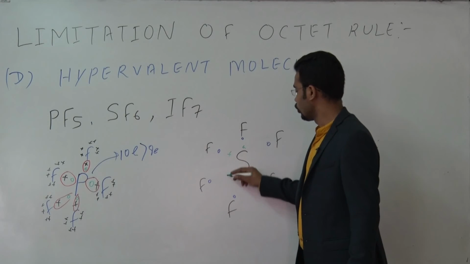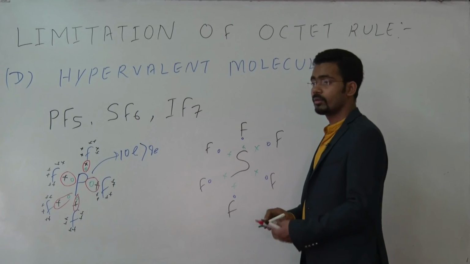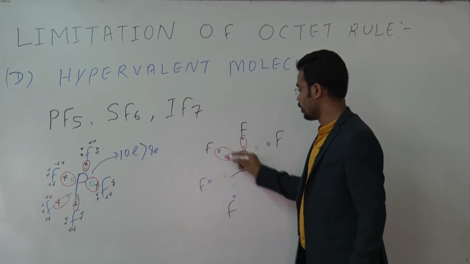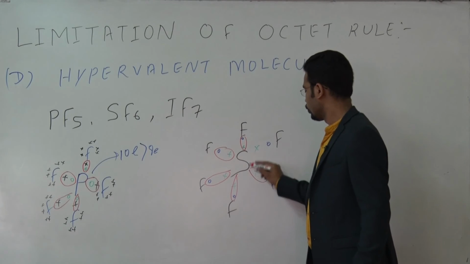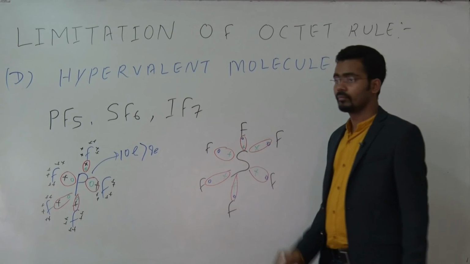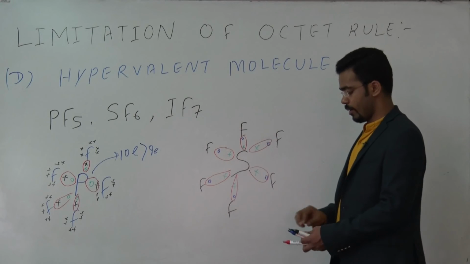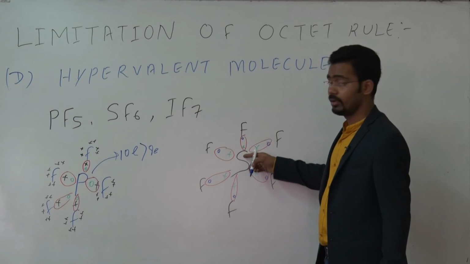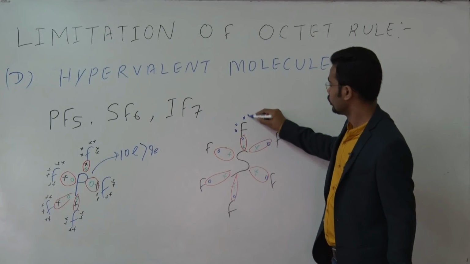And all 6 will be shared with fluorine. So there are 6 bonds between sulfur and fluorine. And at fluorine, how many lone pairs? One participates in bonding, therefore the remaining is 3.